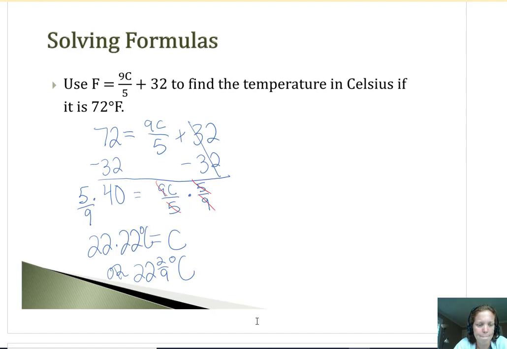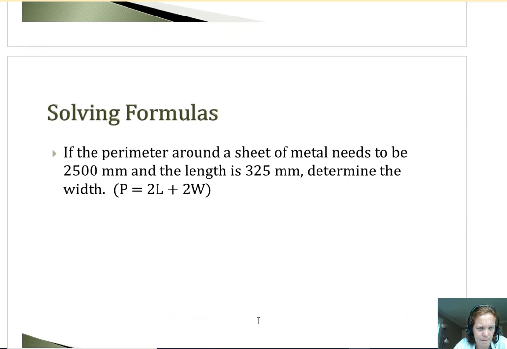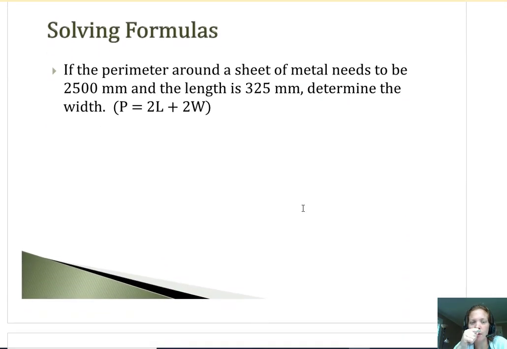Okay, one more. So here's a perimeter one. Normally what we've been doing, we know the length, we know the width, and we figure out the perimeter. But let's say in this one, the perimeter around a sheet of metal needs to be 2,500 millimeters. The length is 325 millimeters, find the width.